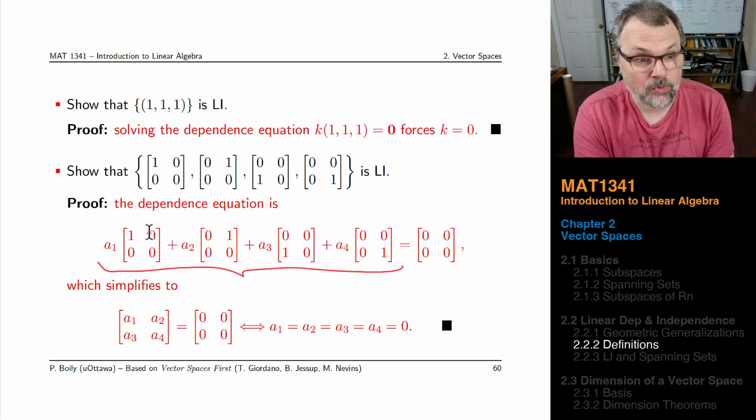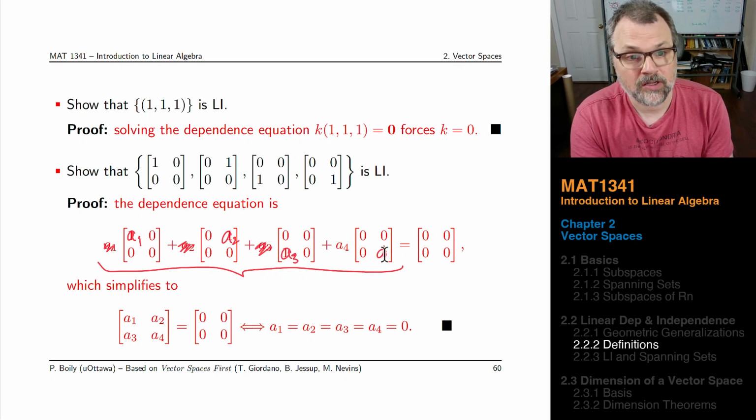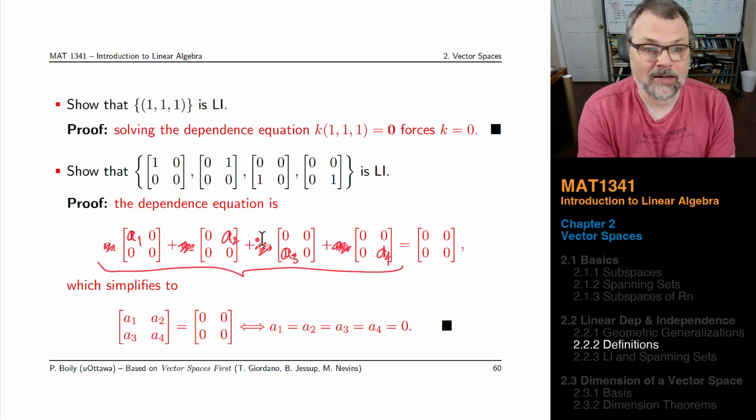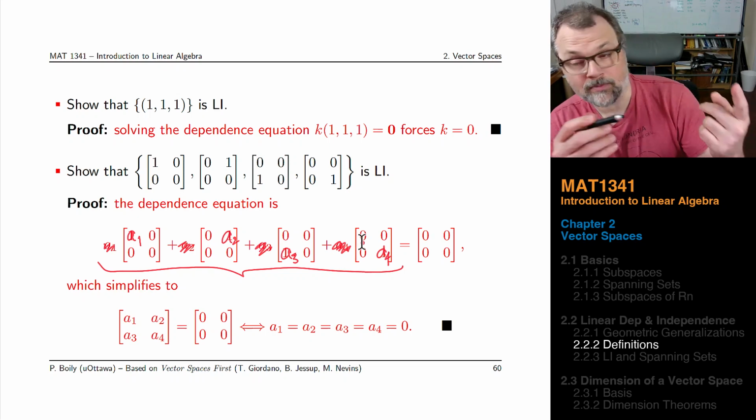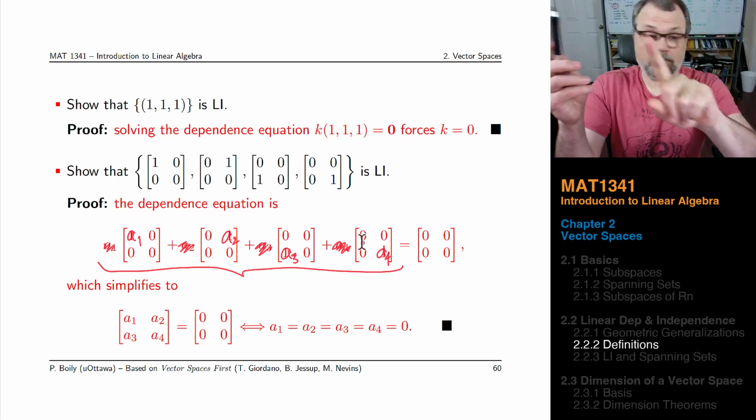So A1 times 1, 0, 0 gives us A1 in this position, 0, 0, 0, plus A2 in this position, everything else is a 0, plus A3 in this position, everything else is a 0, plus A4 in this position, everything else is a 0. And how do I add matrices together? I add them component by component.